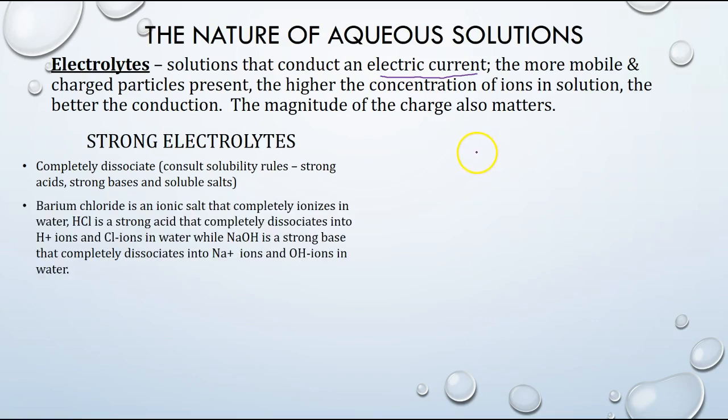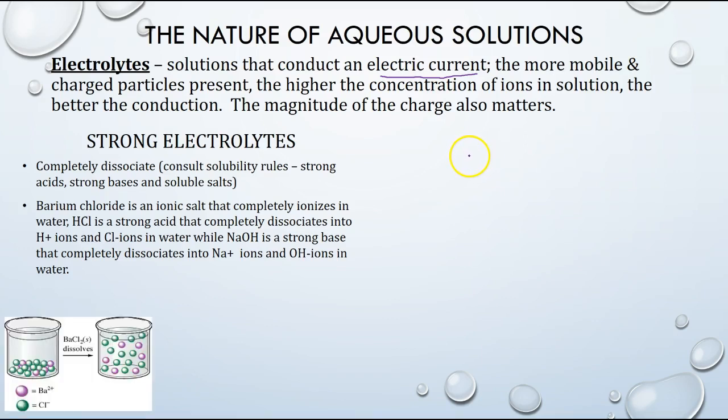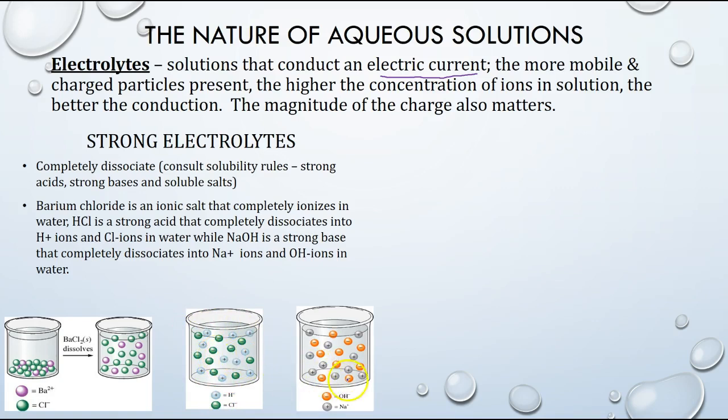Barium chloride is an ionic salt that completely ionizes in water. HCl is a strong acid that completely dissociates into H+ ions and Cl- ions in water, while sodium hydroxide is a strong base that completely dissociates into sodium ions and hydroxide ions in water. So we see here barium chloride in the bottom of the container, and then when it dissolves, we see the barium ions and the chloride ions running around. Barium is the purple and chlorine is the negative, or the green. So hydrochloric acid, HCl, here's the H+ and the Cl-, and we can see all of those particles. And then finally, NaOH, we see the same thing.